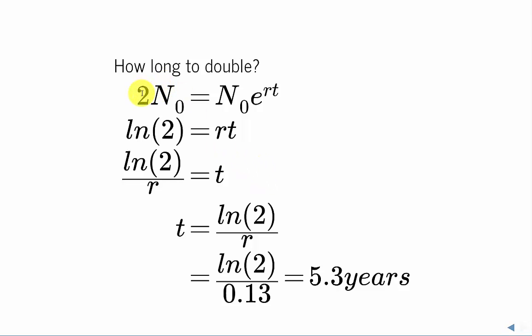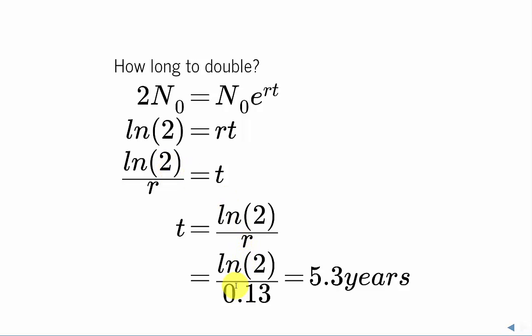Doubling simply means that we're going to have 2 times whatever we started with. So we plug in 2 times n naught into our equation for exponential growth, and you can see that the n naughts cancel out on both sides, and we're left with a constant 2. Take the logarithm of both sides, divide by little r, and we're left with a relatively straightforward equation. The log of 2 divided by little r will give us the time required for the population to double in size.